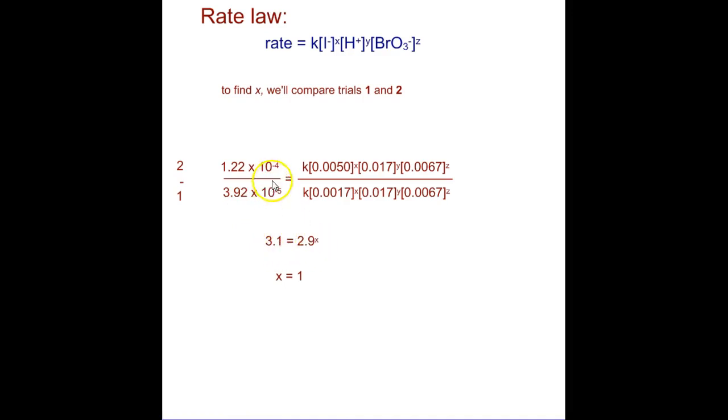If we solve this, we see that K cancels out, and 3.1 is 2.9 to the X power. X is, to the nearest whole number, 1. And it's typically going to be a whole number. Sometimes it's a half.